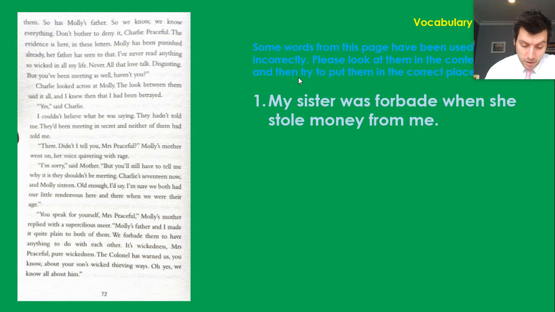Charlie looked across at Molly. The look between them said it all, and I knew then that I'd been betrayed. Yes, said Charlie. I couldn't believe what he was saying. They hadn't told me. They'd been meeting in secret, and neither of them had told me.